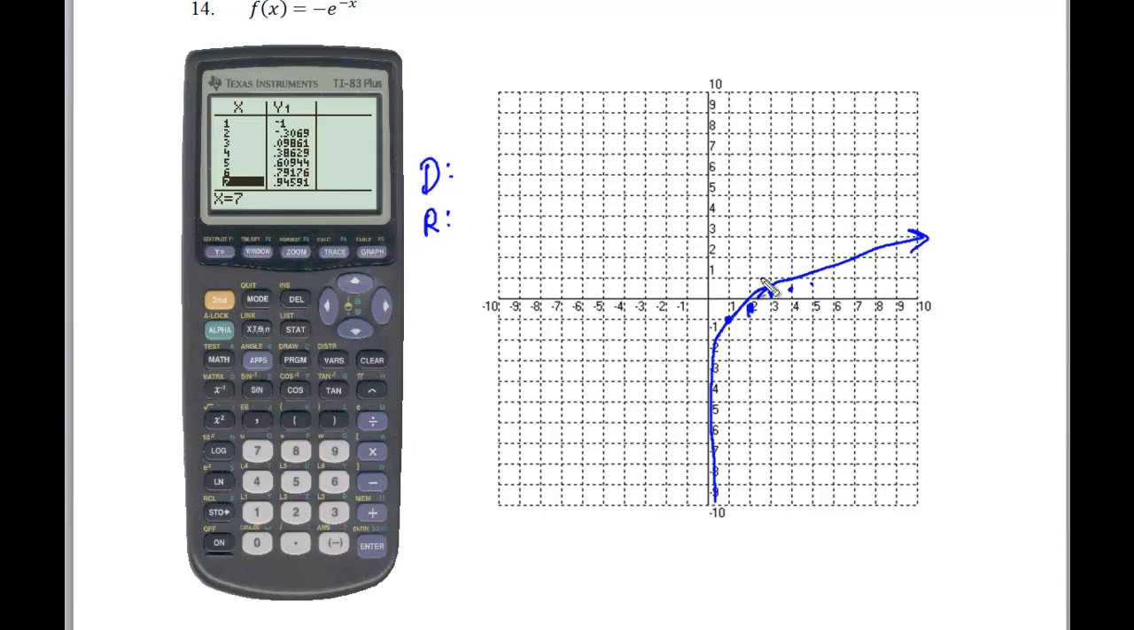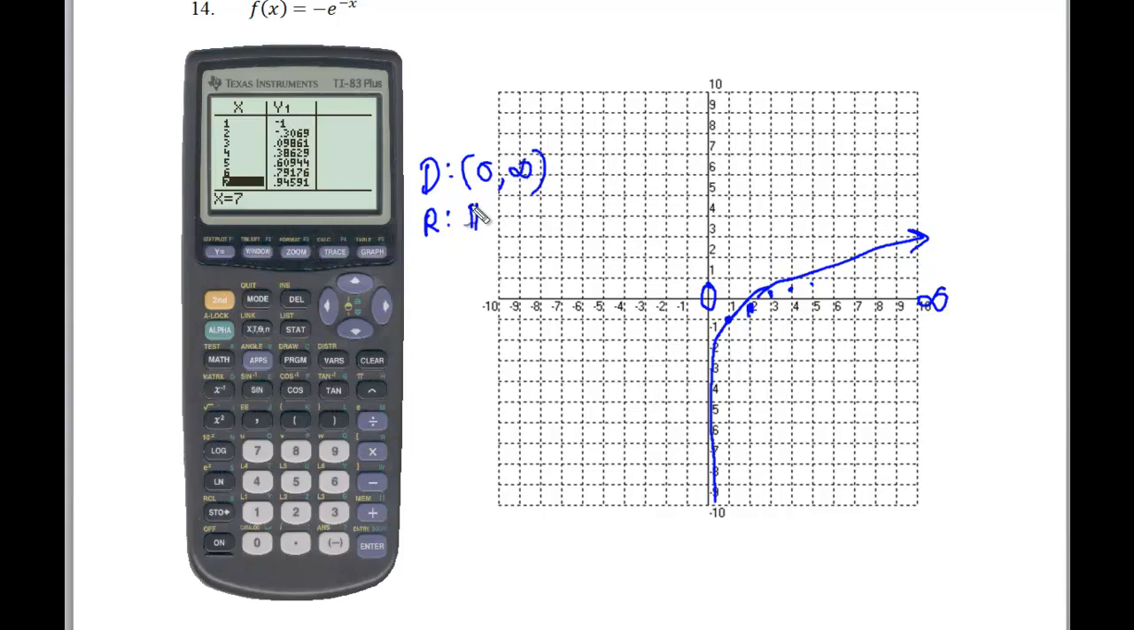Now the domain are my x values that I can have, and this will not cross 0. This gets infinitely close to 0 but never touches it. And you'd have to change your x scale to show that it does get infinitely close to 0 but never touches it. And it will go to positive infinity on my x. So the domain is going to be from 0 to positive infinity.